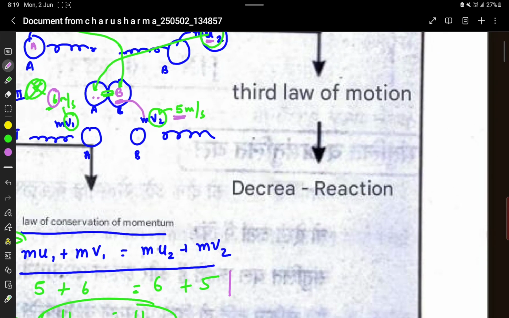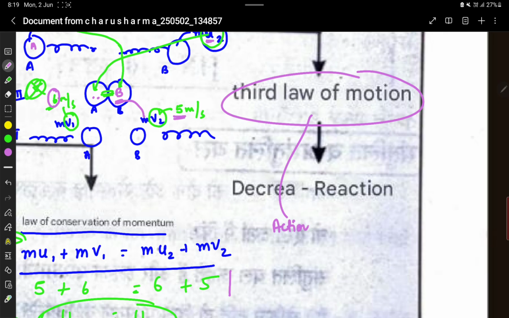Now the third law is very simple. The third law of motion says for every action there is an equal and opposite reaction. If you slap somebody, that person will also slap you with the same energy. So that is, for every action there is an equal and opposite reaction. I hope that much is clear.